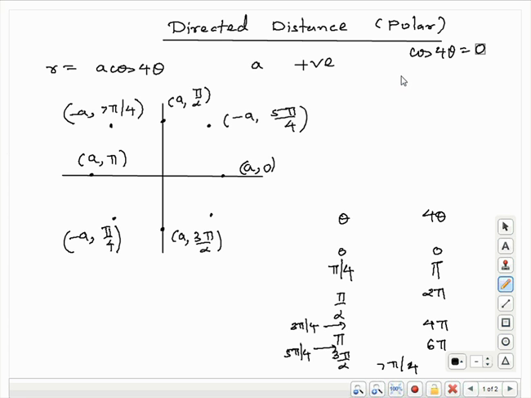Okay, I can see pi by 8. Pi by 8 means 4 theta is pi by 2, yes. Next, three pi by 8. 3 pi by 8 means 4 theta is 3 pi by 2, yes. Then pi by 8, 3 pi by 8. Next, let's check for 5 pi by 8, 4 times of that.